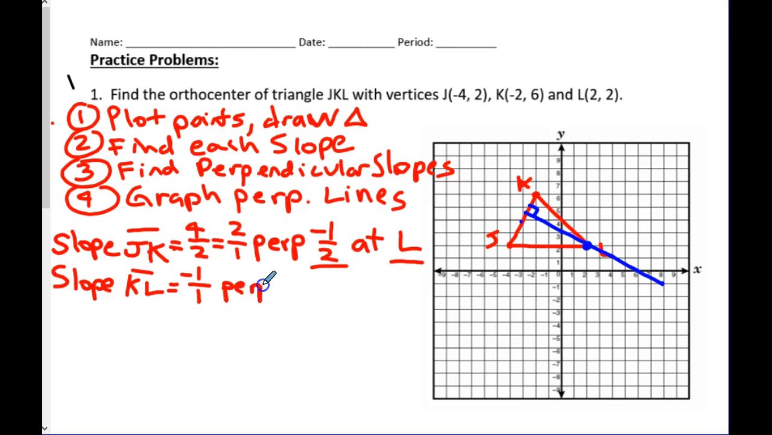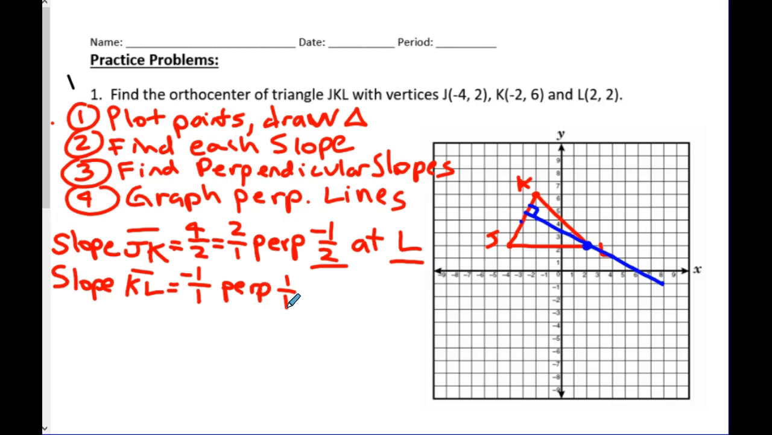Well, now, the perpendicular, now we're going to do the changes. So negative becomes positive, and then 1 over 1 flips to be the same thing, right? So it's just positive 1 over 1. So again, the negative became a positive, and the 1 over 1 flips to become 1 over 1 still, okay? They both flip, but they're both the same number, so it's 1 over 1.